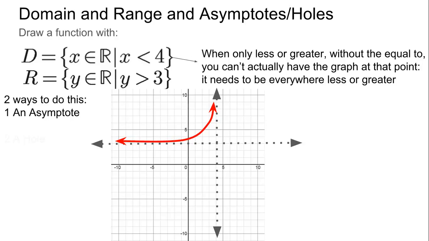The other way to do it is actually a hole. And so a hole is actually a new thing this year, and in the next unit we're actually going to see how algebraically we make holes. But what a hole is, it's just a hole at a point. And so if x can't be 4 and y can't be 3, but it has to be everywhere up to it, we just draw a little hole and then we draw a straight line where the function needs to be. Okay? And so a hole is actually kind of an interesting idea.